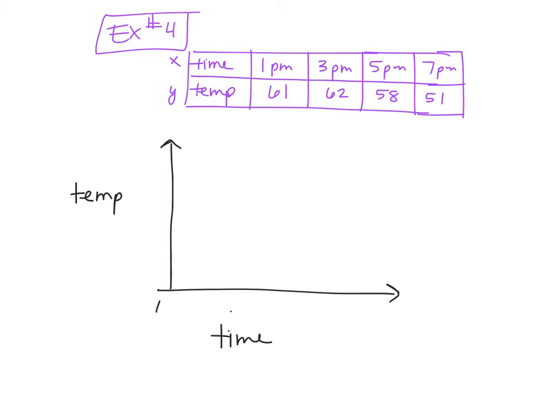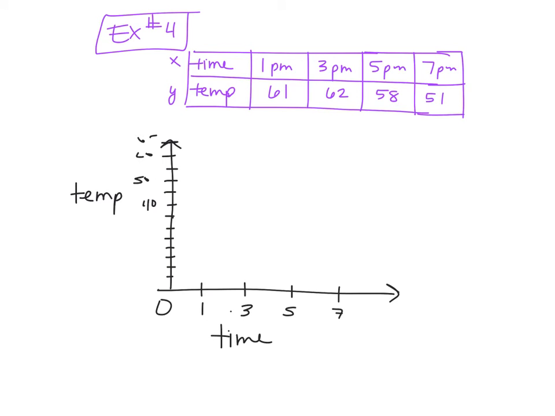Okay, this is always 0, 0, right? So if we're just going from 0, this is kind of a weird way to think about it, but we're gonna say 1 p.m. is here, 3 p.m. is here, 5 p.m. is here, 7 p.m. is here. Okay, so 1, 3, 5, and 7. And then temperature-wise, let's say we'll count by 5. So 5, 10, 15, 20, 25, 30, 35, 40, 45, 50, 55, 60, 65.